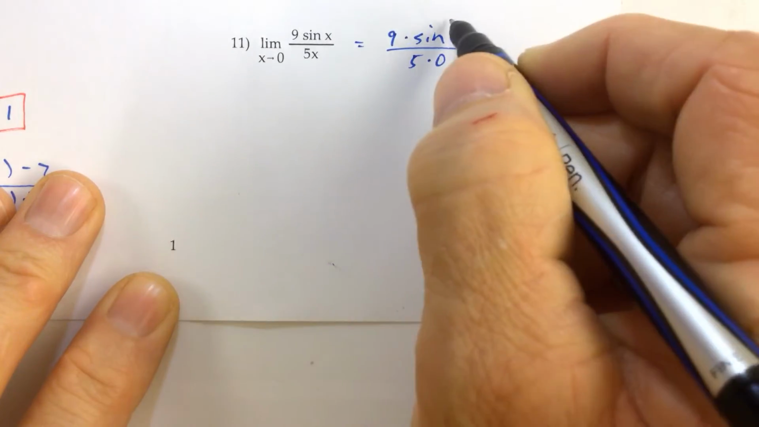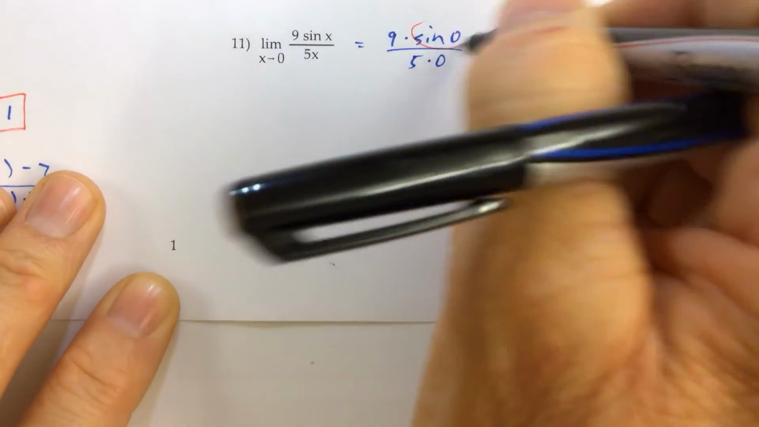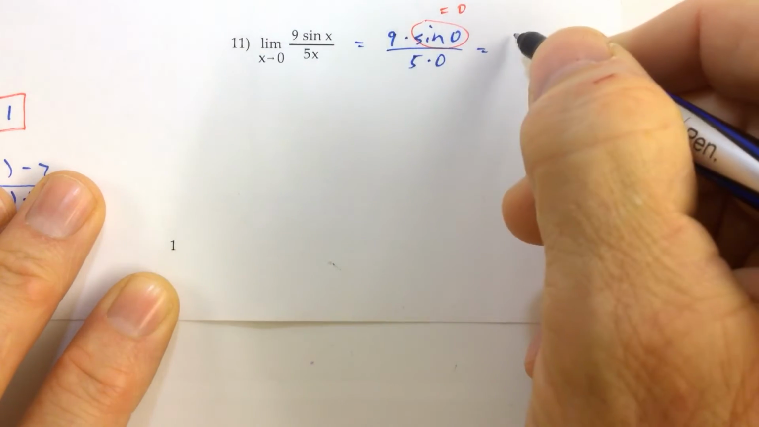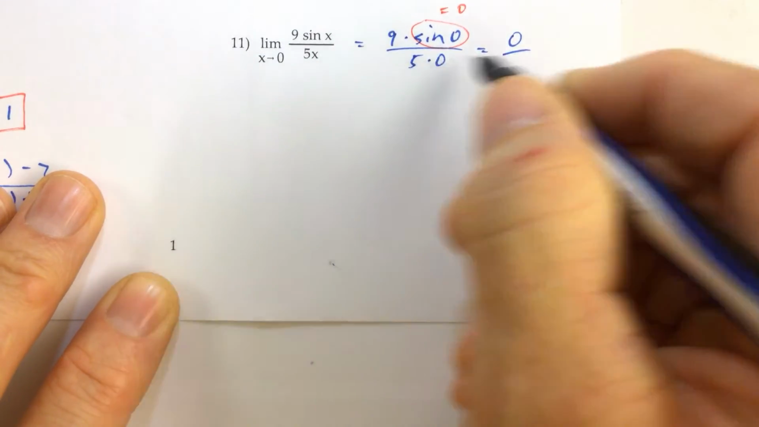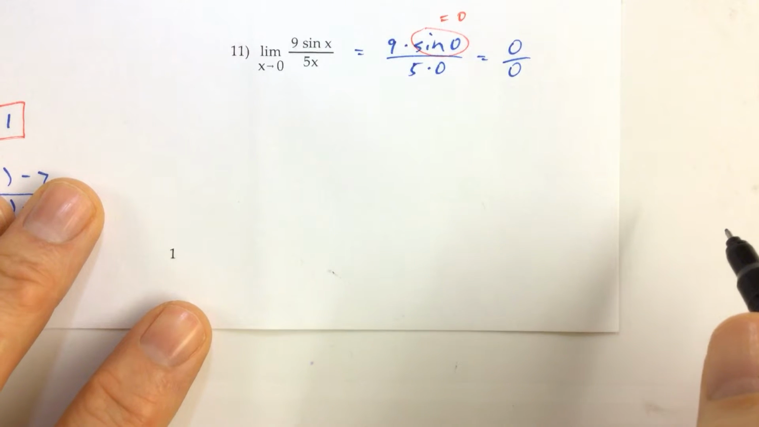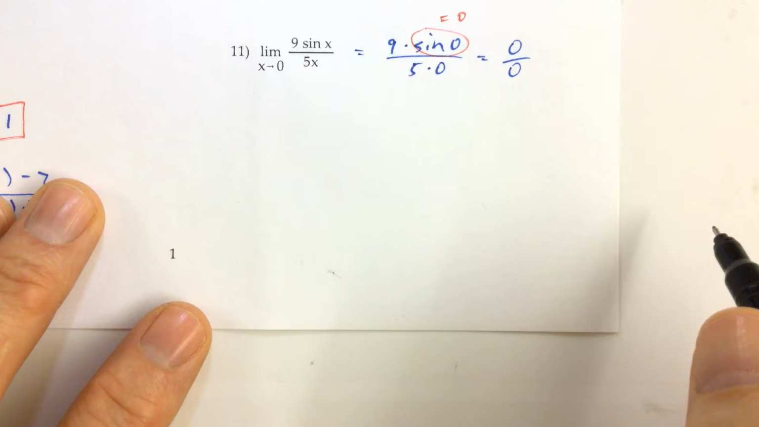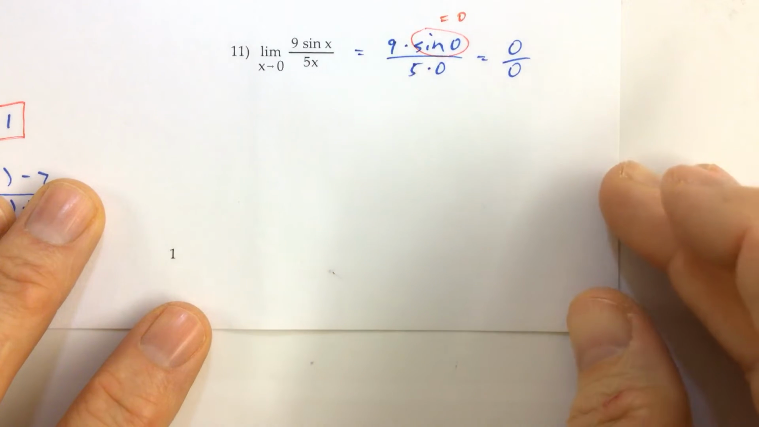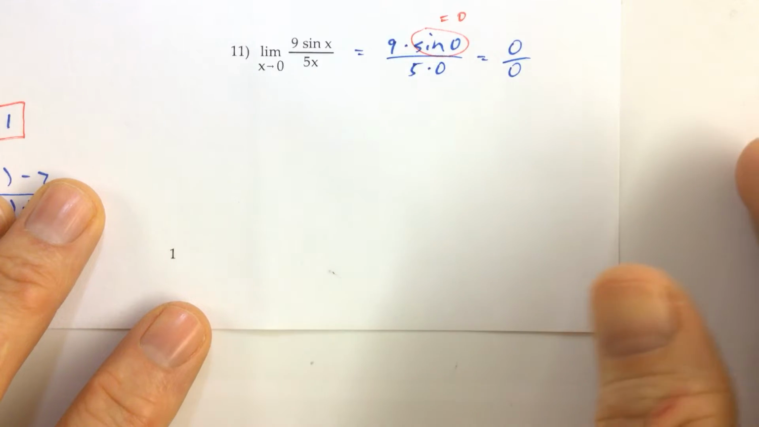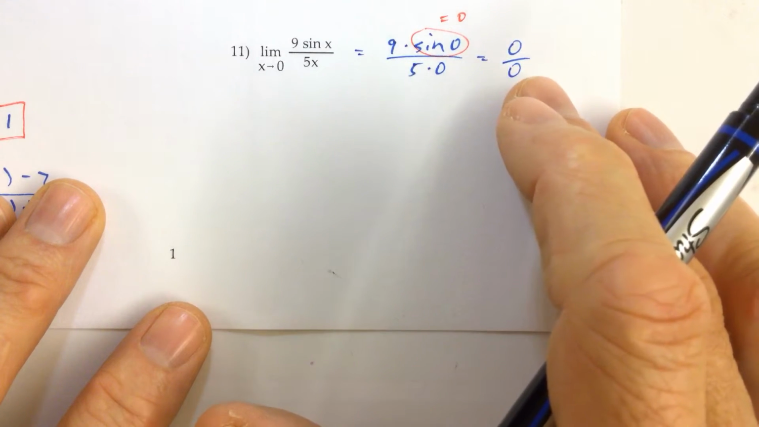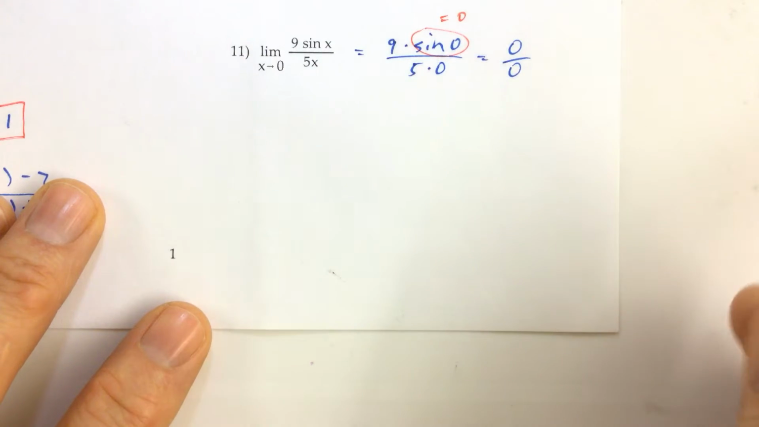Now, we know that the sine of 0 is 0. So in the numerator, we get 9 times 0, which is 0. And in the denominator, we also get 5 times 0. So again, this is our indeterminate form. When we get that, we have to do something. That's our cue to make sure we do something. We don't just stop and say 0. Again, we don't know what the limit is, and we don't even know if there is a limit.